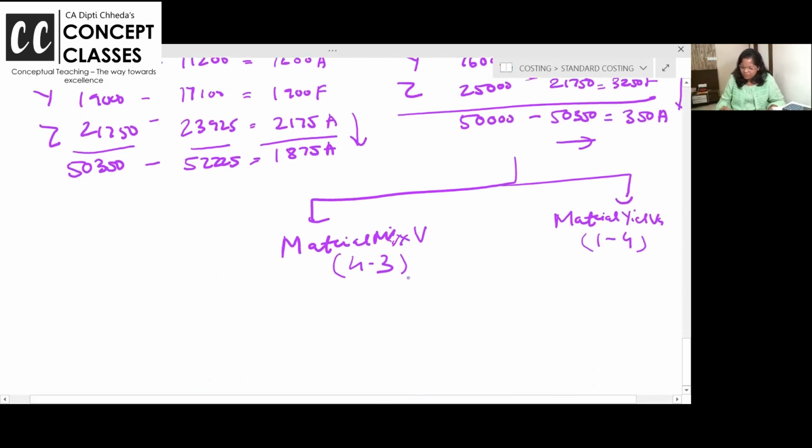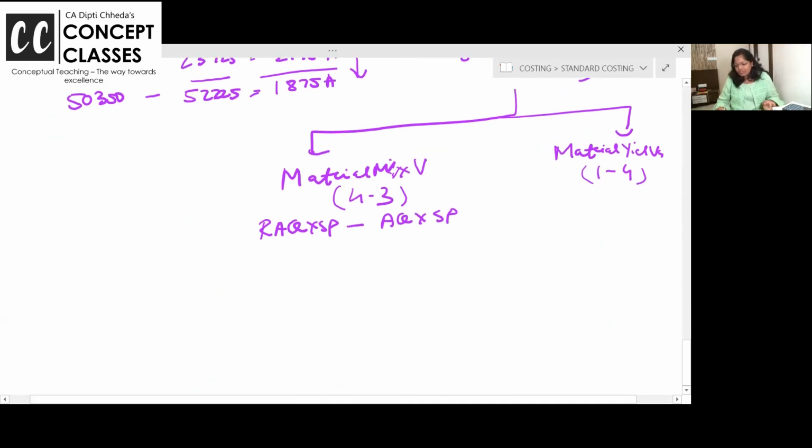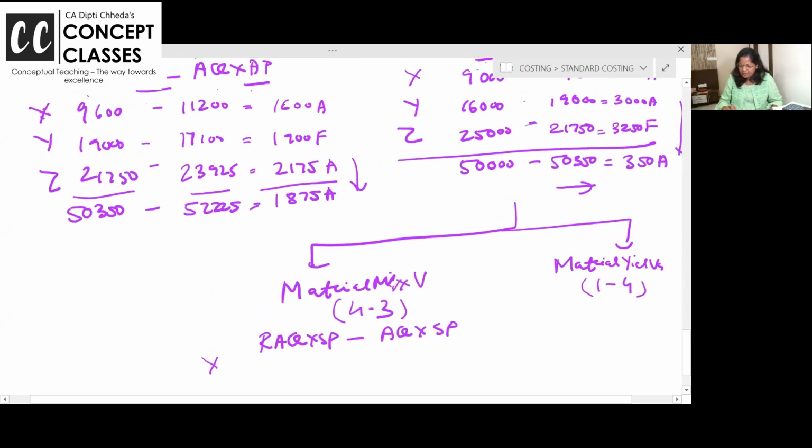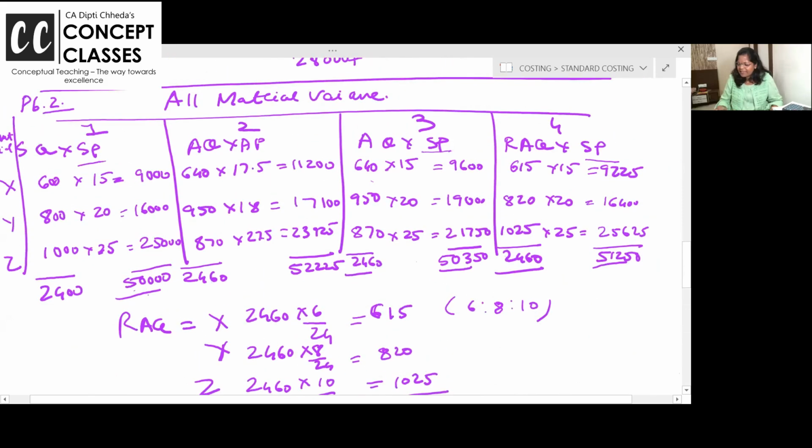4 minus 3. What is 4? Revised actual quantity into standard price. What is 3? Actual quantity into standard price. So they are saying okay, actual quantity 2460 use करो पर standard mix में तो करो. So you have here X, Y, Z. What is the fourth column? आपके पास ready है ये रहा.